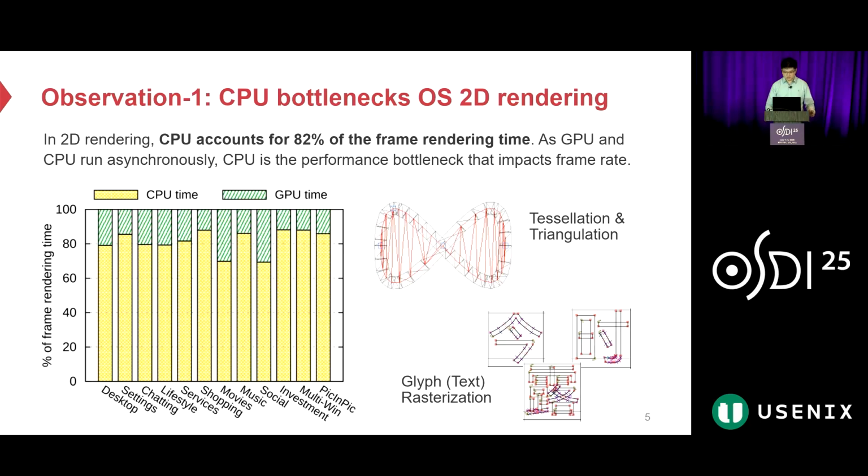So what is the root cause of this bottleneck? We made two observations. First, CPU bottlenecks OS 2D rendering. We analyzed various common smartphone scenarios. On average, CPU accounts for 82% of the frame rendering time. The GPU's workload is much shorter and can run asynchronously with the CPU. So the overall frame rate is dictated by the CPU rendering time that involves computationally intensive tessellation and triangulation, glyph rasterization, and other GPU object preparation.